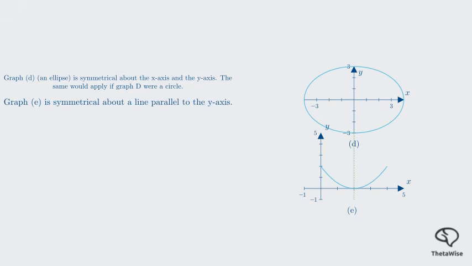Graph E is a parabola. The text says it's symmetrical about a line parallel to the y-axis. Visually, we can see this axis of symmetry passes through the vertex of the parabola. This vertical line acts as the mirror.